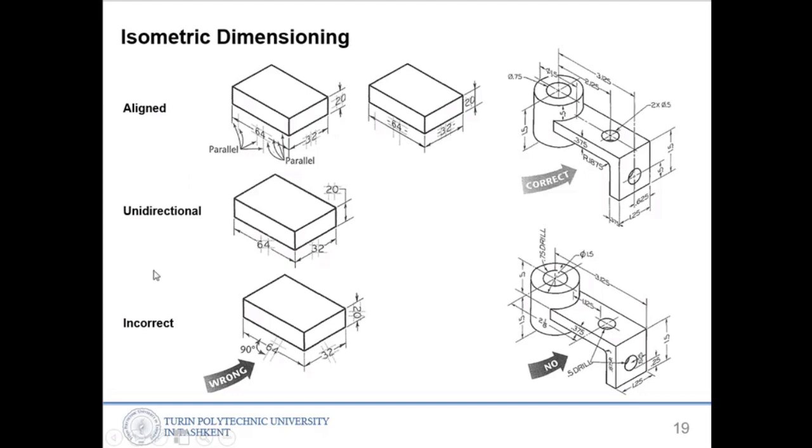So aligned and unidirectional. We are using the aligned one in most cases. Unidirectional can also be used, but we prefer to use the aligned one, and we prefer to use the second example. Use this kind of dimensioning style.